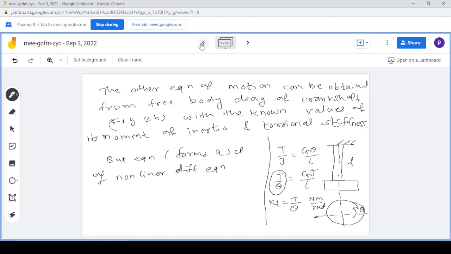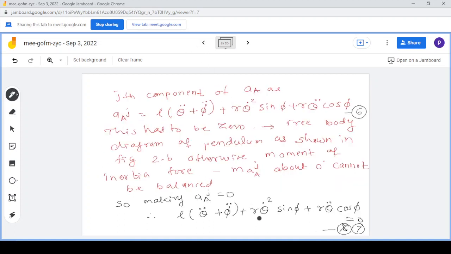How can we say it is non-linear? Look here. This is theta double dot, right? So theta double dot means d2 theta by dt square, right? This is again phi double dot, so it is d2 phi by dt square, correct?